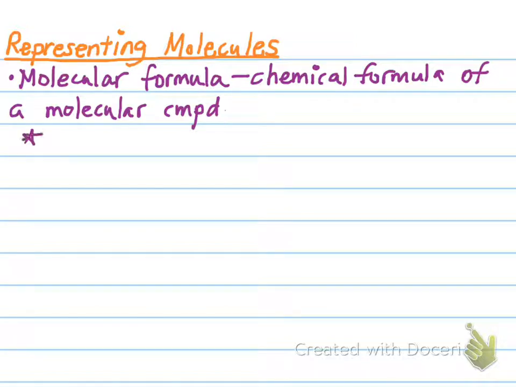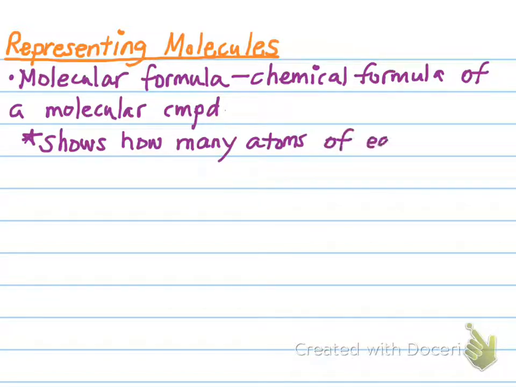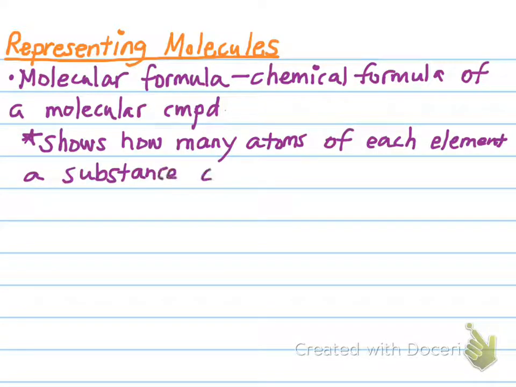A molecular formula shows how many atoms of each element a substance contains. So one of the things that you can tell from a molecular formula is how many atoms of each element are in the compound.